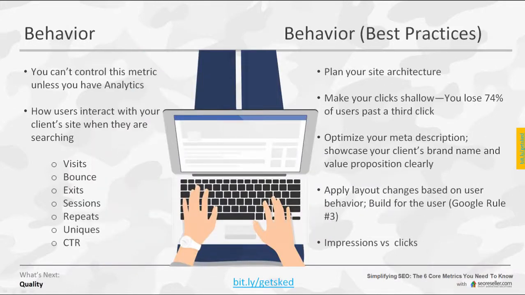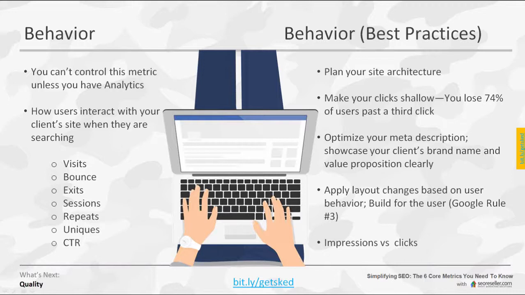Now let's talk about the behavior metric. You can't directly control this metric, but you can see what happens inside analytics. What you do have is the ability to intervene in this metric. So this is about how users interact with your clients' websites when they're searching. In 2001, 2002, Google started working with the Urchin company, and they started using web analytics. Since then, Google has bought Urchin, and it is now what you know as Google Analytics.